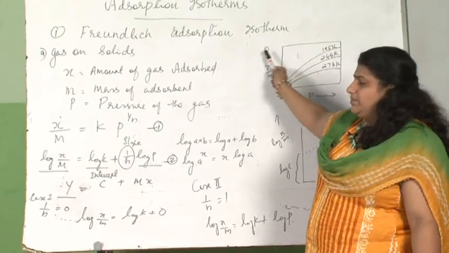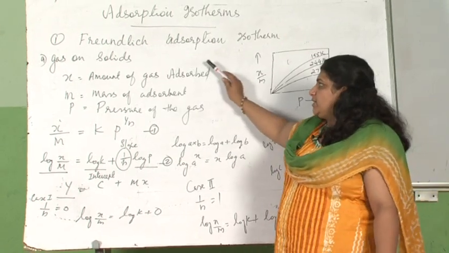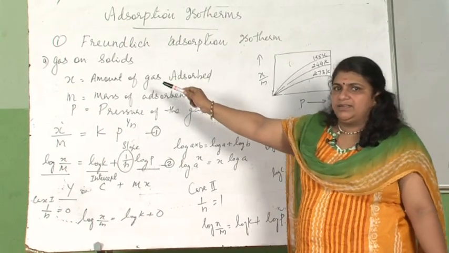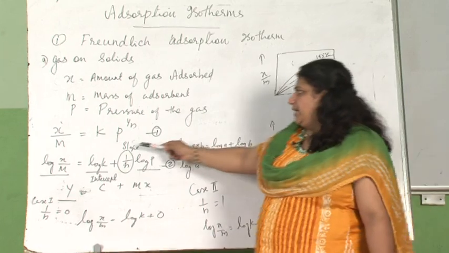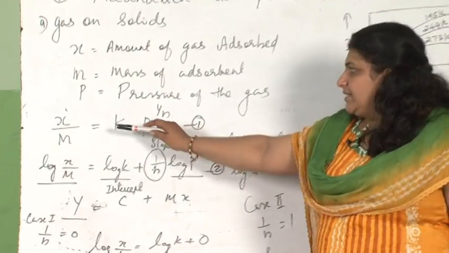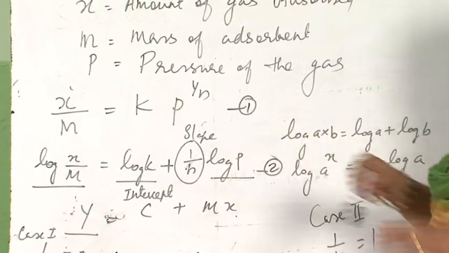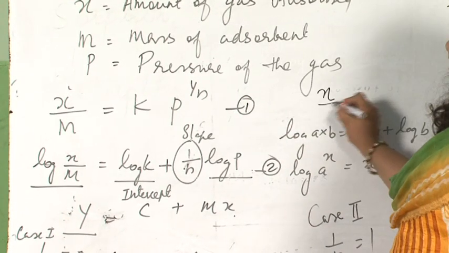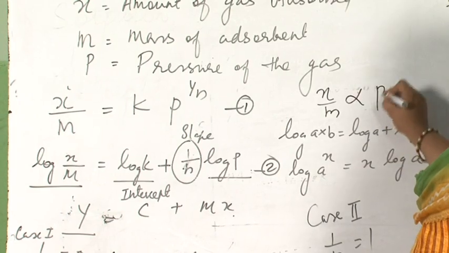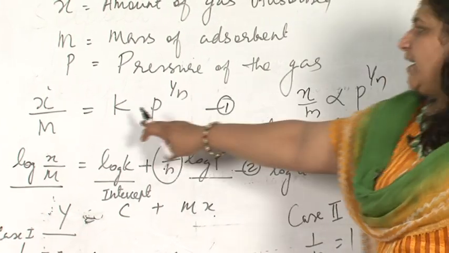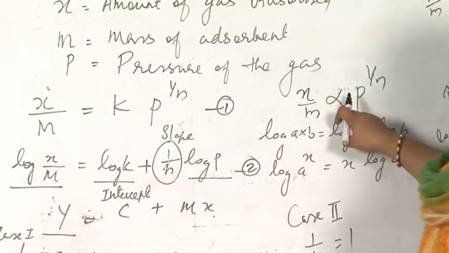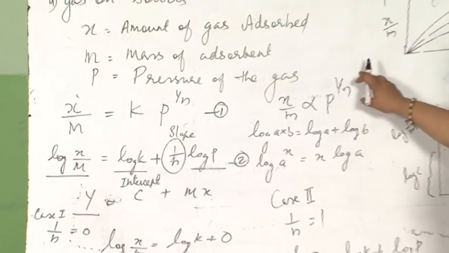Freundlich adsorption isotherm, which deals with the first case, what I have taken is adsorption of gas on a solid. The extent of adsorption x by m, how it varies with the pressure, that relationship is given: x by m is equal to k into p raised to 1 by n, or I can write it as x by m is proportional to p raised to 1 by n. Since k is a constant, if I replace the equal sign with proportionality, it is p raised to 1 by n.